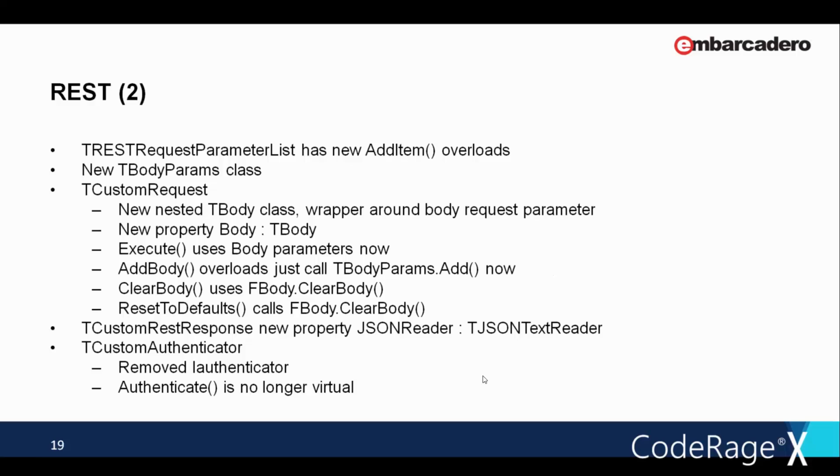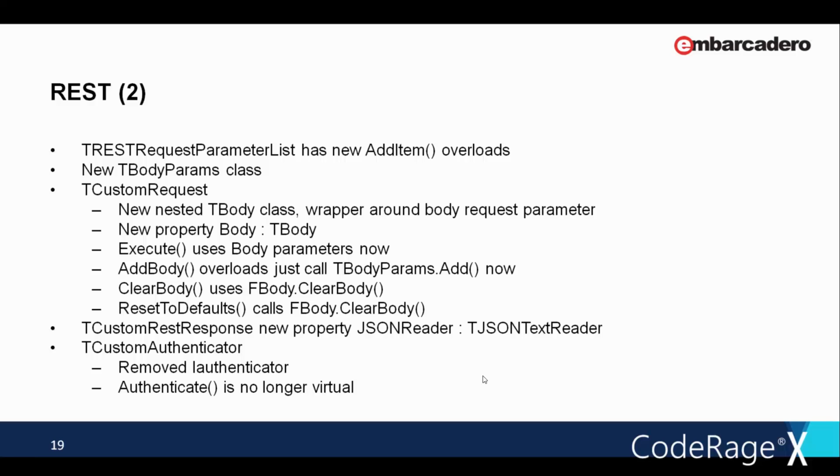Additional REST changes. There's the REST request parameter list has new add item overloads. There's a new body params class, which is part of the pattern that was what was done for HTTP changes. Custom request has a new nested tBody class and a new property that corresponds to that, which is body. Execute uses the body parameters now. Add body overload just calls tBody params add. It's just a one-liner. Clear body uses fbody clear body, so it's really cleaned up the code a lot.